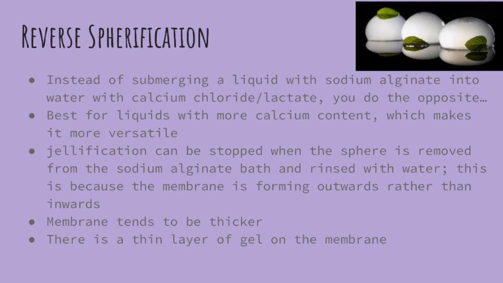And in this process, gellification can be stopped. This is another positive of this process because in direct spherification, the membrane would continue to gellify until there was no longer liquid inside of it. But in this process, that doesn't happen, so that's a good thing. That means you can also save the spheres for later. The only problem with this process is that the membrane does still tend to be thicker, and also there's a thin layer of gel on the membrane.